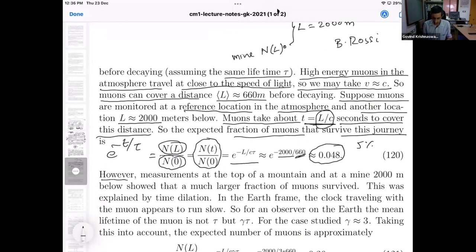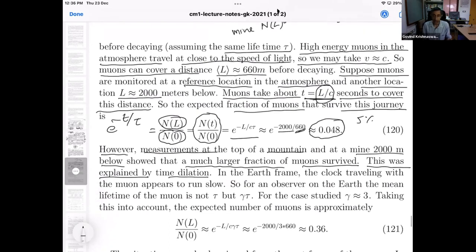However, measurements at the top of the mountain and at a mine 2000 meters below showed that a much larger fraction of the muons survived. So they were surprised to get a much larger flux of muons at the bottom. Now, this puzzle was explained by time dilation, as well as length contraction; you can take both viewpoints. Let me just mention that briefly.